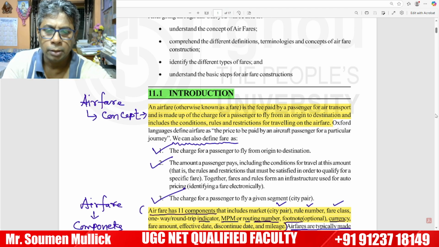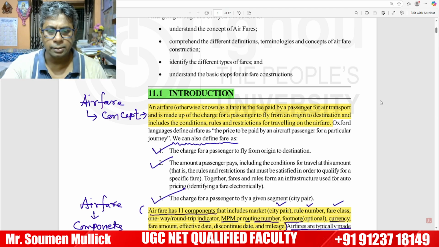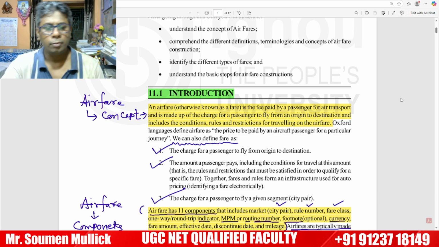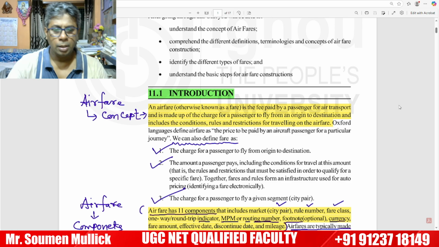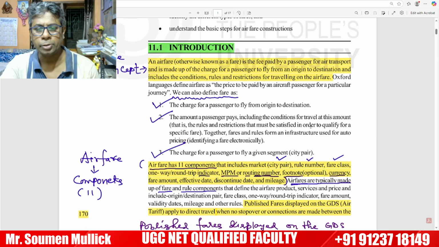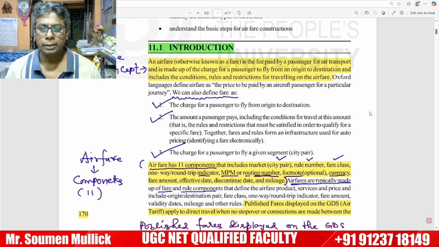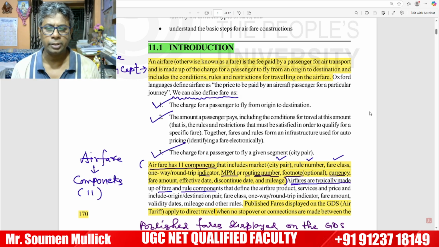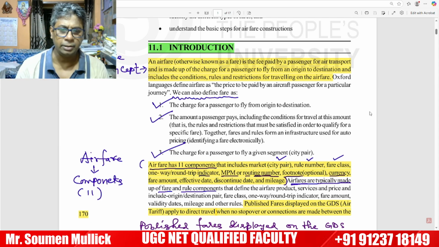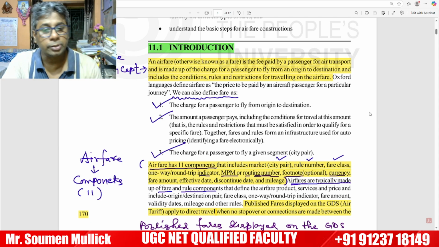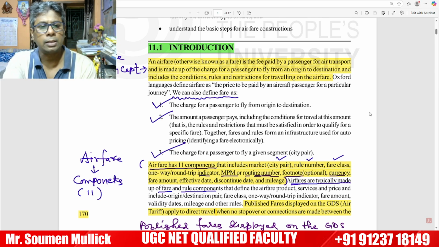Next, we can also define fare as a charge for the passenger to fly from origin to destination. The amount the passenger pays includes the conditions of travel, the rules and restrictions that must be satisfied in order to qualify for a specific fare. Together, fare and rules form an infrastructure used for auto pricing, to identify the fare electronically, and the charges for the passenger to fly a given segment or city fare. So this is the conception of airfare.